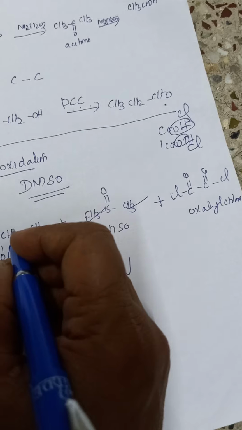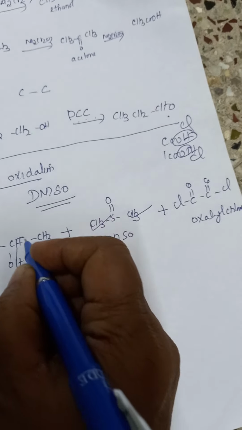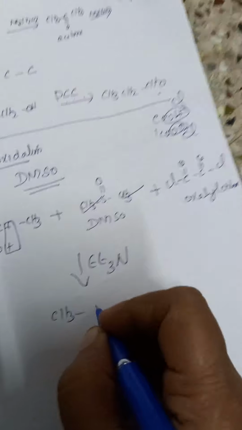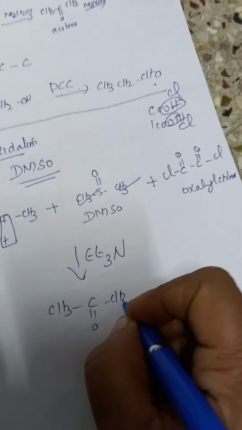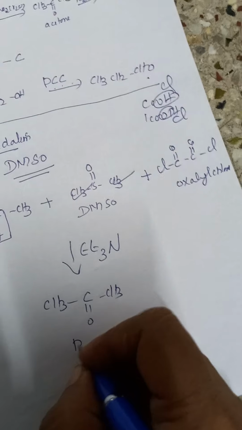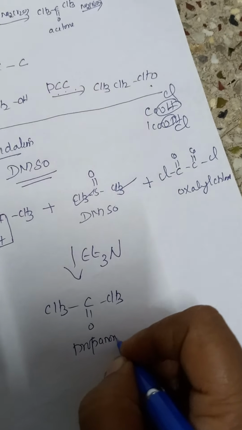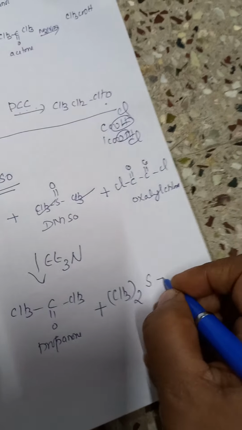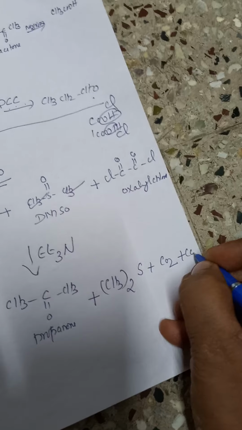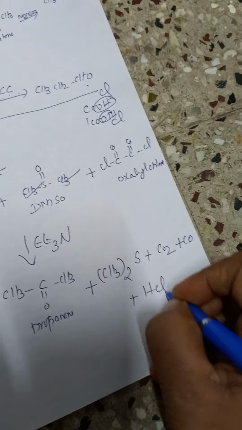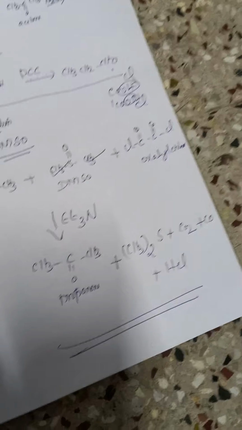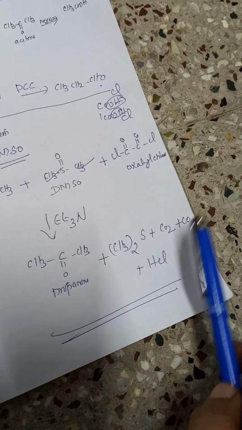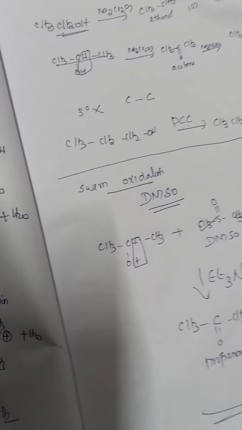So we are getting, similarly here, this hydrogen removed. So we are getting CH3, C double bond O, CH3. That is acetone, common name. IUPAC name is propanone, plus dimethyl sulfide plus carbon dioxide plus carbon monoxide plus HCl. Such a large number of products we are getting. This is called a Swern oxidation. This is one of the oxidation reactions.